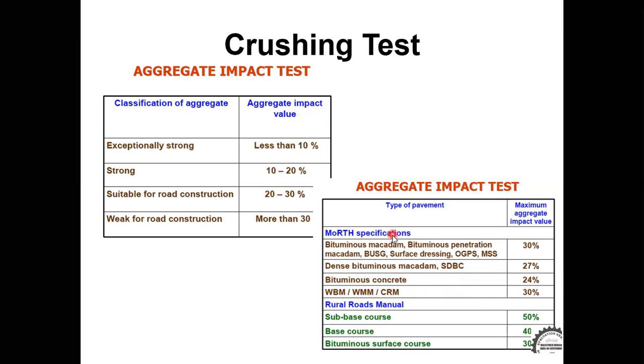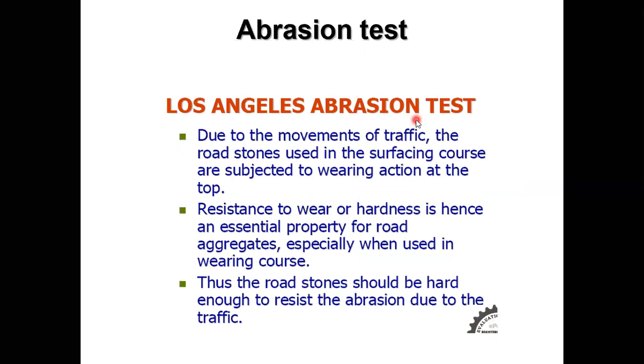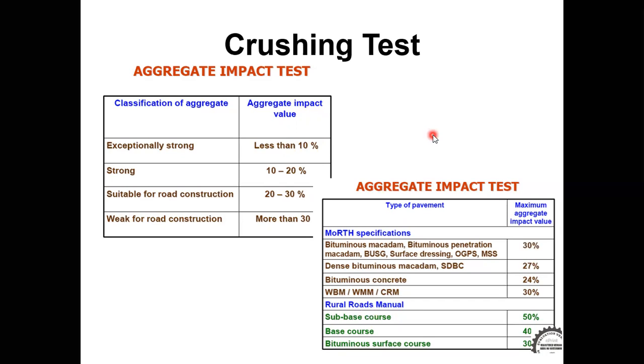This is for the more specification, but if you go for the rural road manual, for sub-base course, see, rural roads obviously have a little lesser load compared to main highways and national highways. Sub-base course is 50%, base course is 40%, bituminous surface course is 30%. So these are all maximum values they have given. Okay. So that is about crushing. Actually this is not the crushing test, this is the impact test.